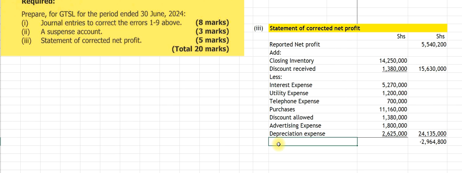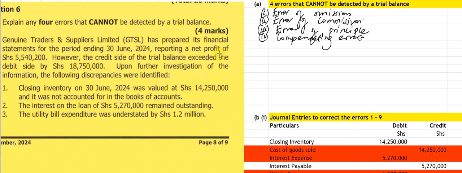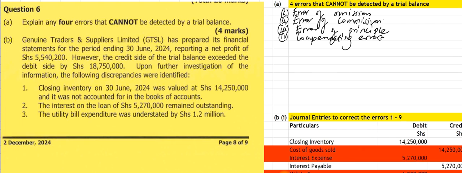That is what we come up with as our net loss. So on correction of the errors, our net profit recalculated becomes a loss. So corrected net loss for the period. So this is our loss. It will be a loss, and this is what you carry to the statement of financial position. So that's our question. And look at this question. It's from CPA, December 2024, financial accounting.